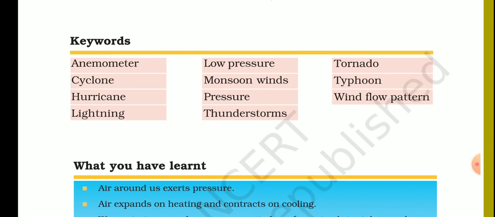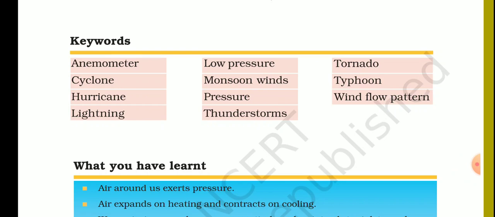Okay, so let's start. Some of the keywords that we have studied in this chapter are anemometer. You know anemometer, it is an instrument that is used to measure wind. Okay, then there is cyclone, we have discussed it thoroughly. Hurricane, lightning, low pressure, monsoon winds, pressure, thunderstorms, tornado, typhoon, and wind flow pattern. Okay, these are all the words we have discussed.